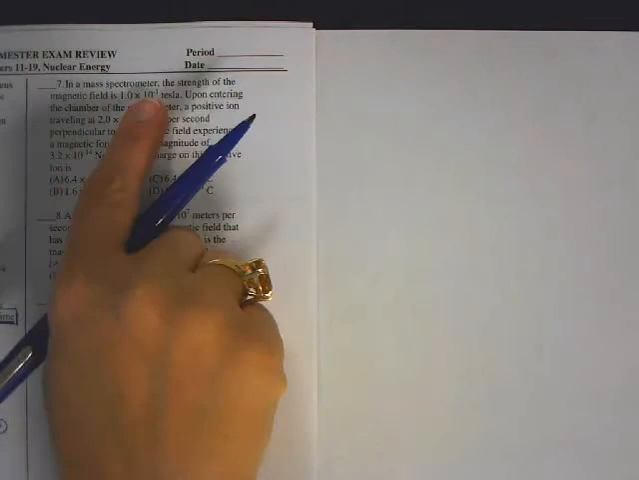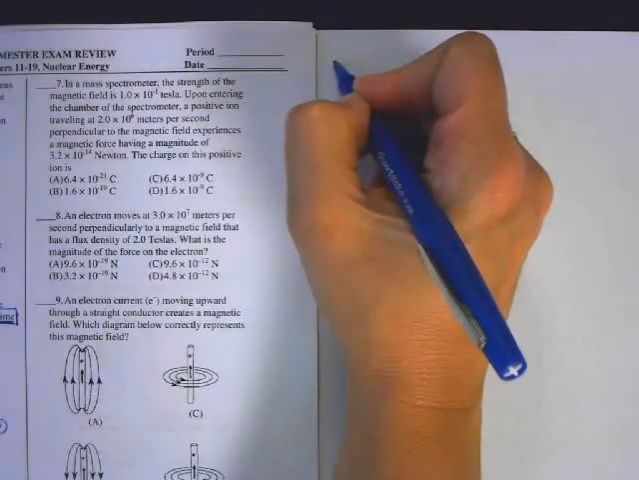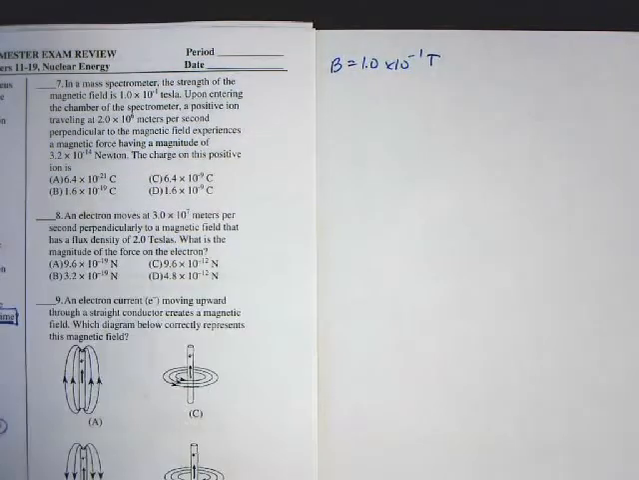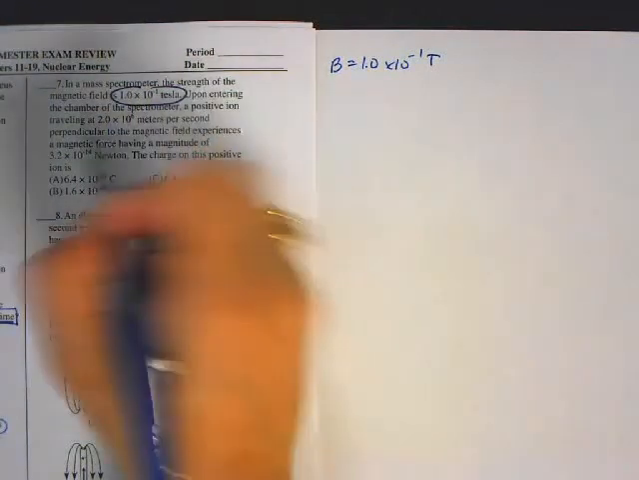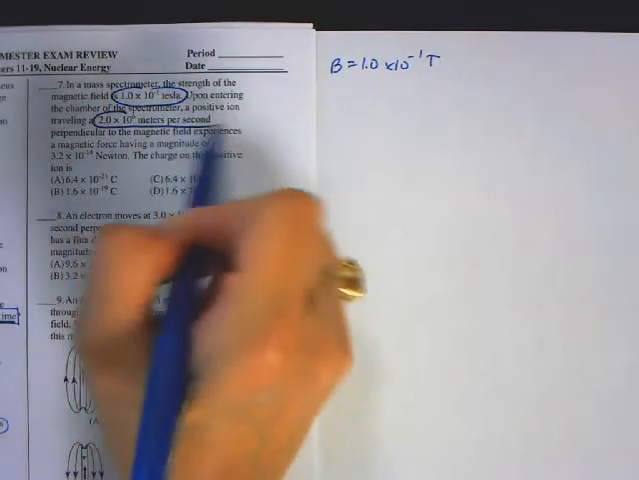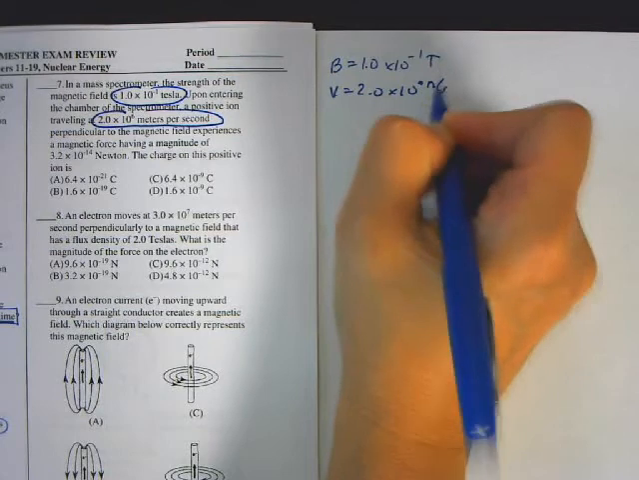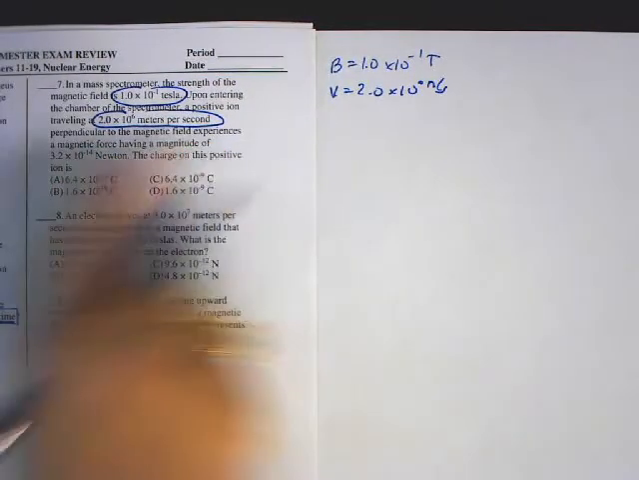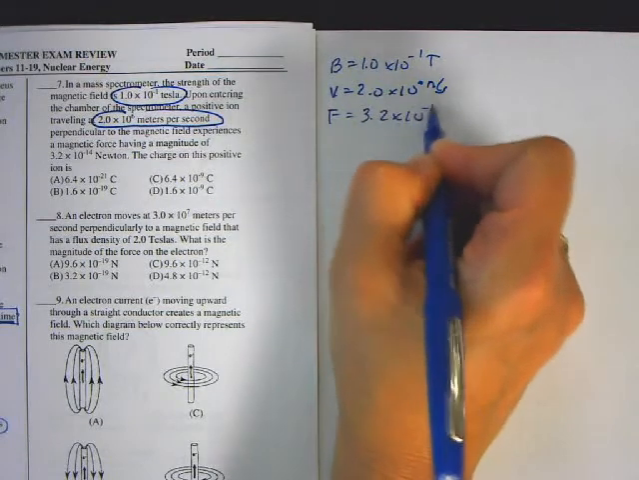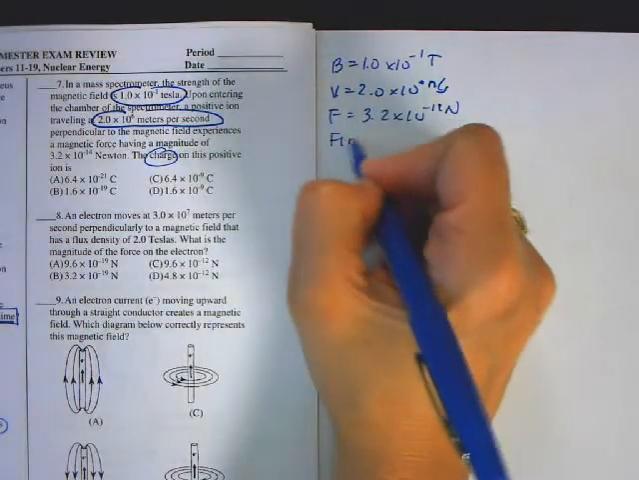So it says, in a mass spectrometer, the strength of the magnetic field, so I'm going to write my given. So B is equal to 1.0 times 10 to the negative 1 Tesla. Upon entering the chamber of the spectrometer, the positive ion traveling at, so meters per second, that's the speed, perpendicular to the magnetic field, experiences a magnetic force, so F is equal to 3.2 times 10 to the negative 14 newtons. So now it says, what's the charge? So I want to find Q.